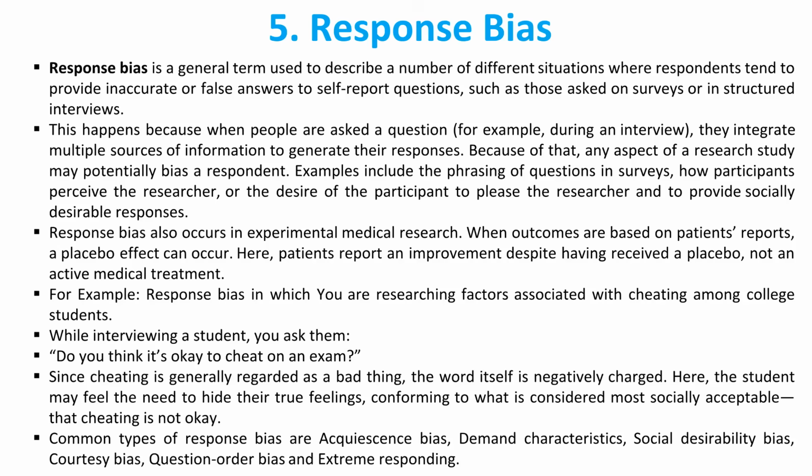For example, consider response bias in which you are researching factors associated with cheating among college students. While interviewing a student, you ask them, "Do you think it's okay to cheat on an exam?" Since cheating is generally regarded as a bad thing, the word itself is negatively charged. Here, the student may feel the need to hide their true feelings, conforming to what is considered most socially acceptable, that cheating is not okay. Common types of response bias are acquiescence bias, demand characteristics, social desirability bias, courtesy bias, question order bias, and extreme responding.